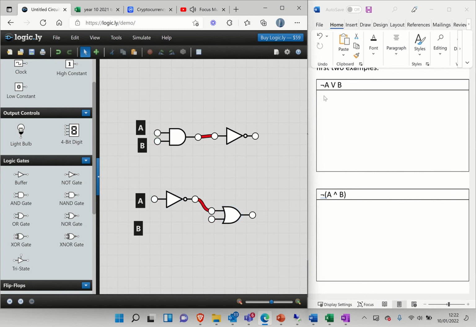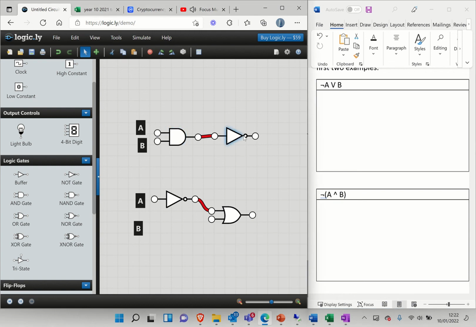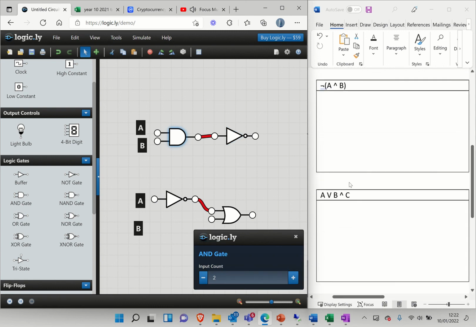So notice that in this one, there are no brackets. So we're going to do the NOT A first. So that's why my NOT is right next to the A. And then I'm going to do the OR, which is why the OR comes second. And this one, because I've got brackets, I always do the brackets first. So that's why I've got my AND first. And then I do my NOT second, which is why it comes there. That is a really important tip when dealing with these kinds of questions.